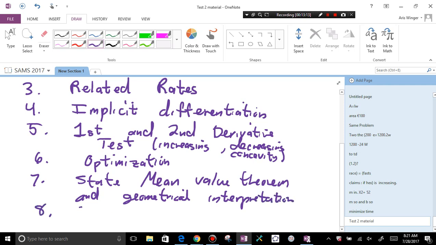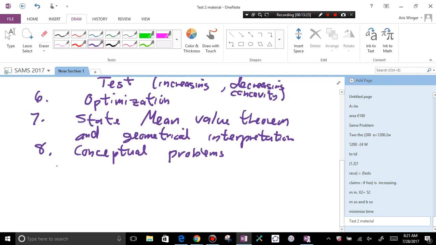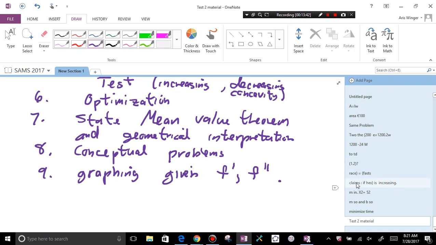And then there'll be some conceptual problems. And then this is not necessarily the order. We'll get the order clearer as we get closer to the test. Sketching a graph given information about f prime and f double prime. So when we say f prime is positive, f double prime is negative, right? All that stuff. I think that's it.